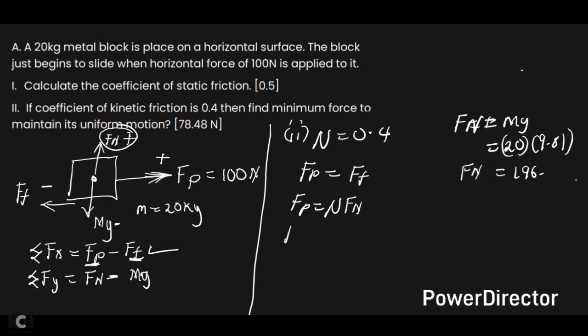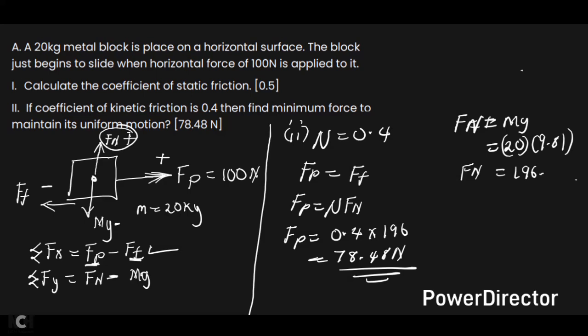Now let's find the push force. Meaning that the push force here, they've already given you the mu, which is 0.4, times the 196. So what would be the answer? It will be 0.4 times 196. So you will find your answer to be 78.4 newtons. This is how you calculate that.